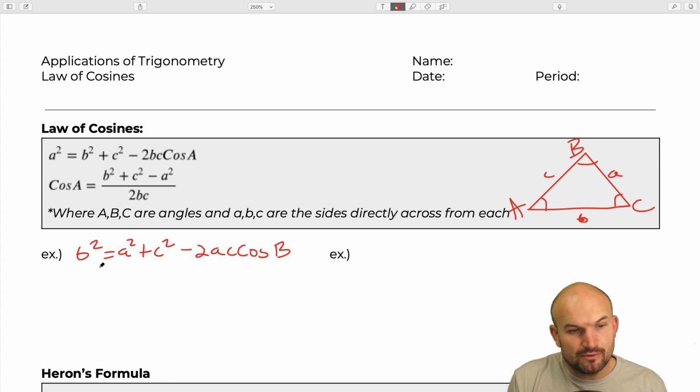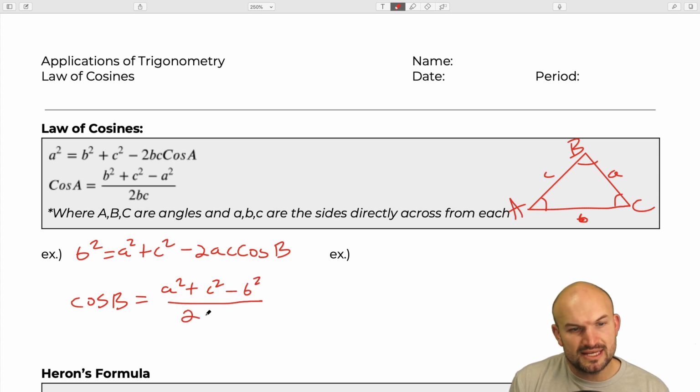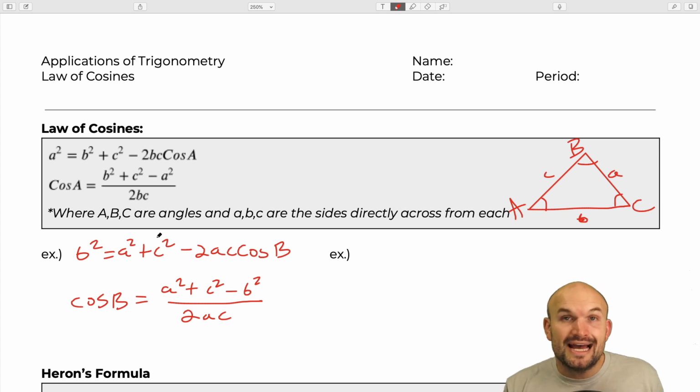The same thing works for this bottom equation. I can now change this to the cosine of B is equal to a squared plus c squared minus b squared, all over 2 times a times c. All I'm doing is wherever I see an a or a b, I'm replacing it with the other. That goes for the angle as well as for the side length. And we can do the same thing for c.